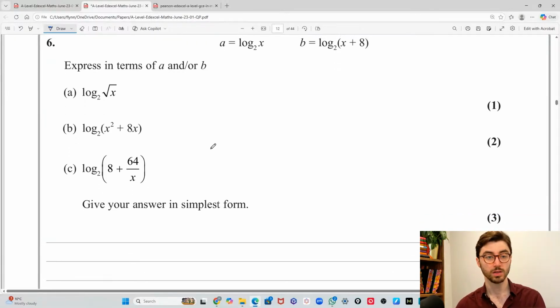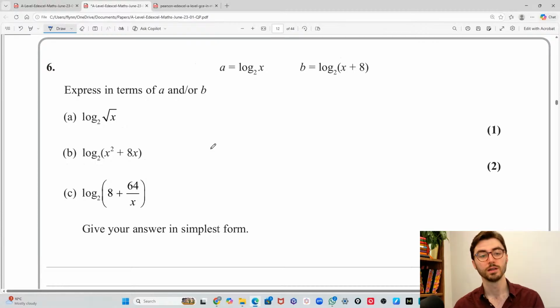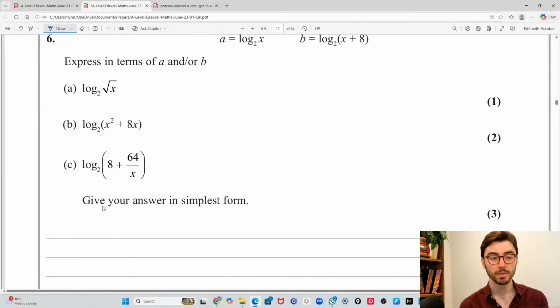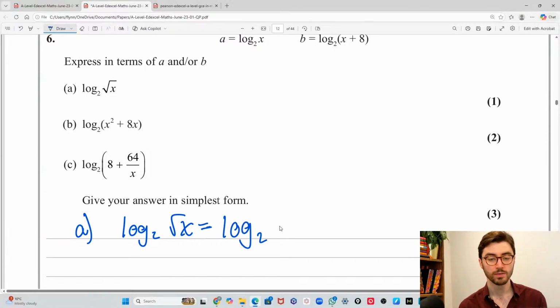Question 6, logs. Oh, I love logs. Guys, I really like logs. Okay, so here, question A, if we have log to base 2 of root x, that is the same as log to base 2 of x to the half, which is the same as a half log to base 2 of x. So it's a half a.